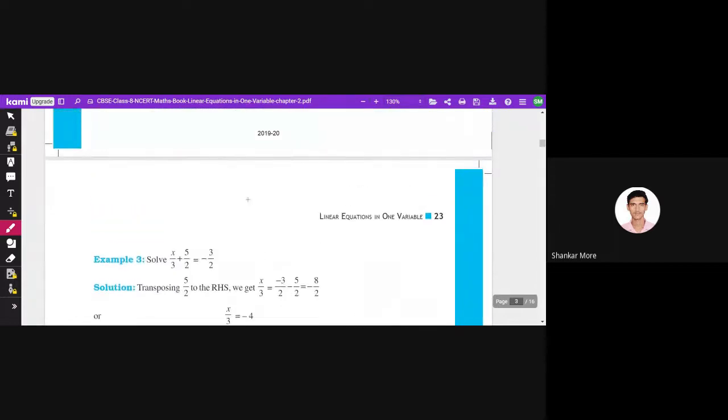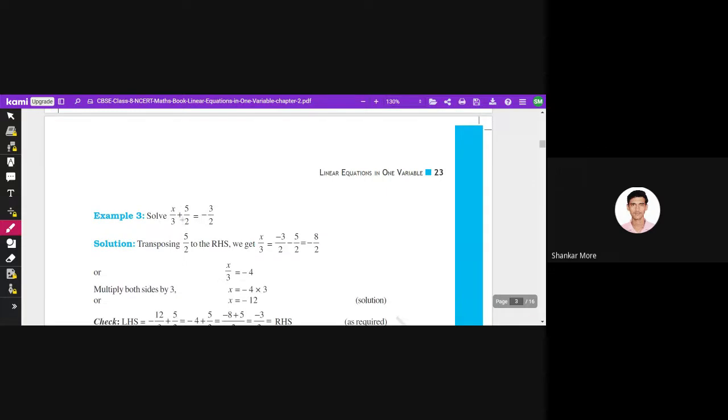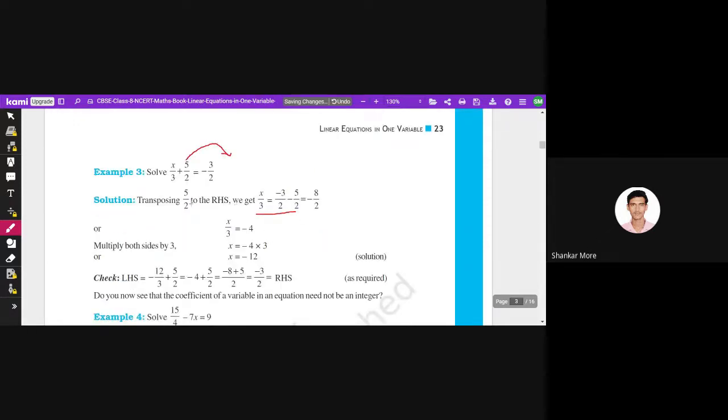Okay, so this is a bit complicated example, we can say, right? So what we are doing here, we are just transposing 5 by 2 on the RHS, see, like here, and we are getting what we are getting. See, okay, so x by 3 is equals to minus 3 by 2 as it is, and this positive 5 by 2 becomes negative 5 by 2. So minus 3 minus 5 becomes minus 8, and as the denominator is equal, we don't make any changes, right? So it's minus 2 itself.